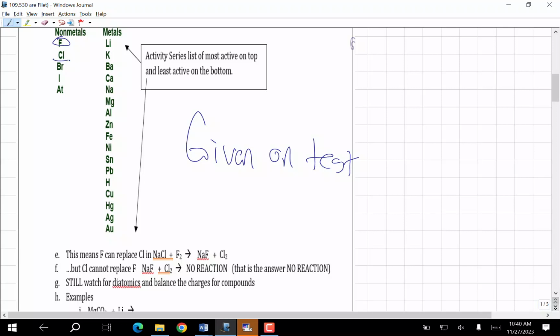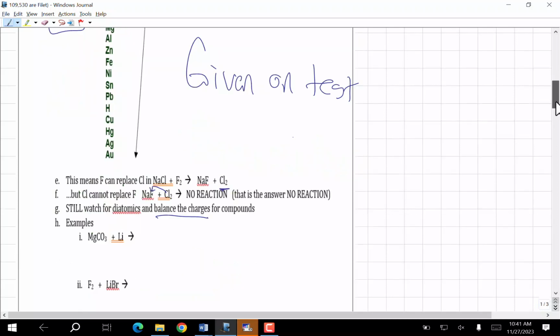This means that F can replace Cl. It's higher up, right? And NaCl, okay? But Cl cannot replace F. I cannot steal Lil Wayne's girlfriend. I think we all know that. It's a shock to some, but it's true. So in this case, Cl cannot replace F. Now notice, Cl is trying to replace F because negatives can replace negatives, and that's it. We still have to watch for diatomics, see how chlorine is diatomic, and we still have to balance the charges. We always have to balance the charges.